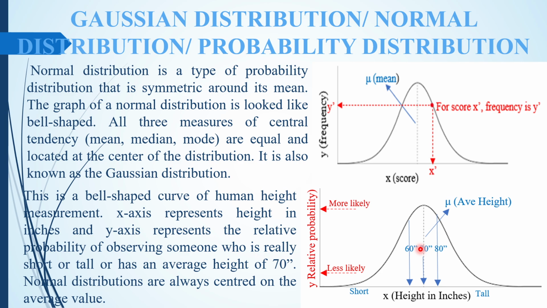If the standard deviation is 4, 95% of the normal distribution falls between plus minus 2 standard deviations around the mean, that is from 62 inches to 78 inches. Data near the mean are more frequent in occurrence than data far from the mean. So normal distributions are always centered on the average value.